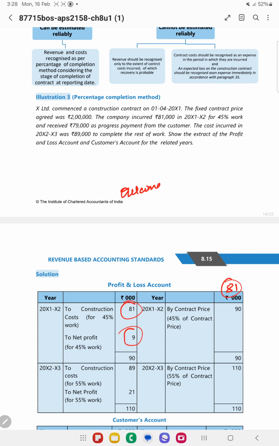So next, basically next 55%, that is 2 lakhs into 55%, that is 1,10,000. So that is the contract price for the next year, and they have also told 89,000. So you need to recognize 89,000 and then the profit you need to recognize.